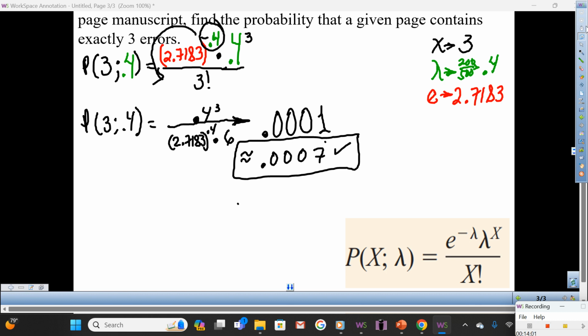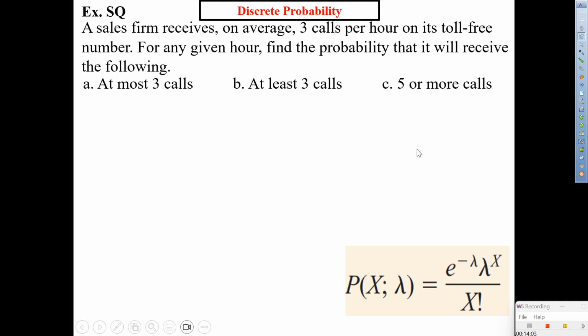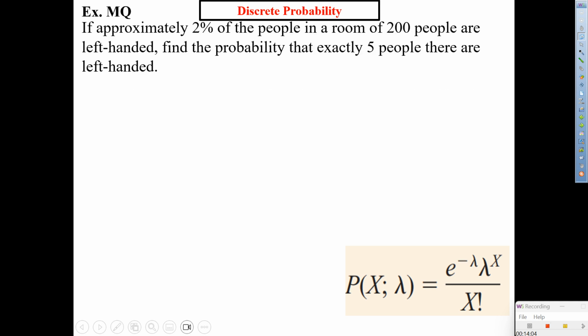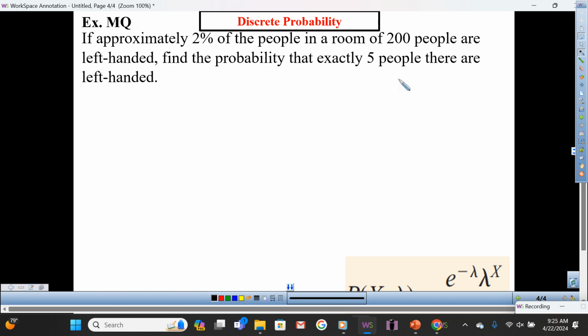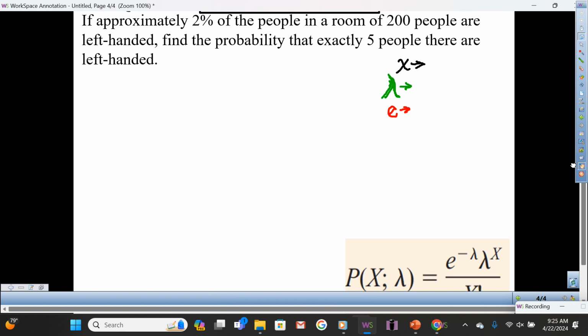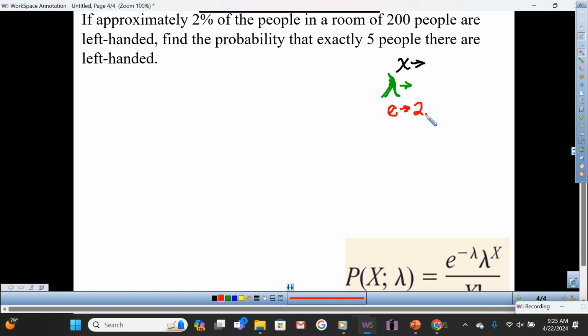Here goes the next one, example mega Q. Write down example mega Q. Don't copy the example. We can just go with numbers from there. Just write example mega Q. And we're going to start with our X. Then our lambda. And then our E. And once again, E is our easiest value, yes? 2.7183.